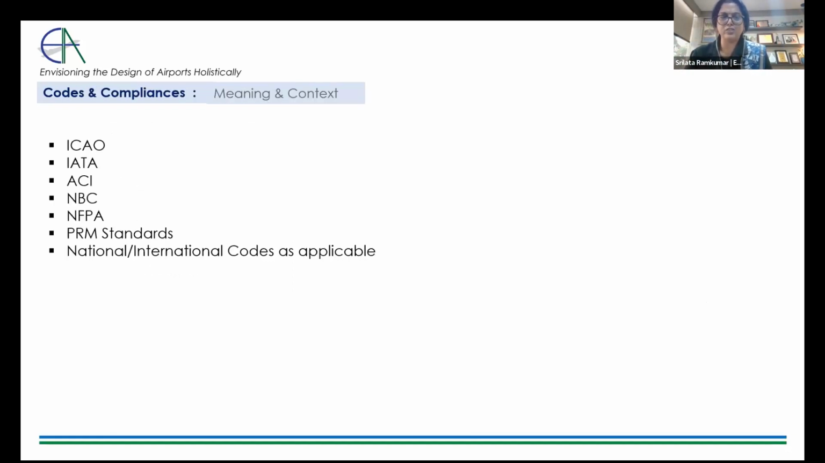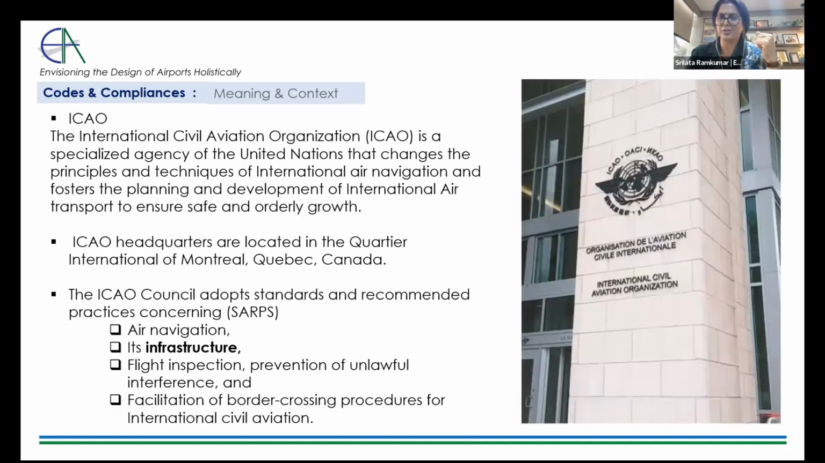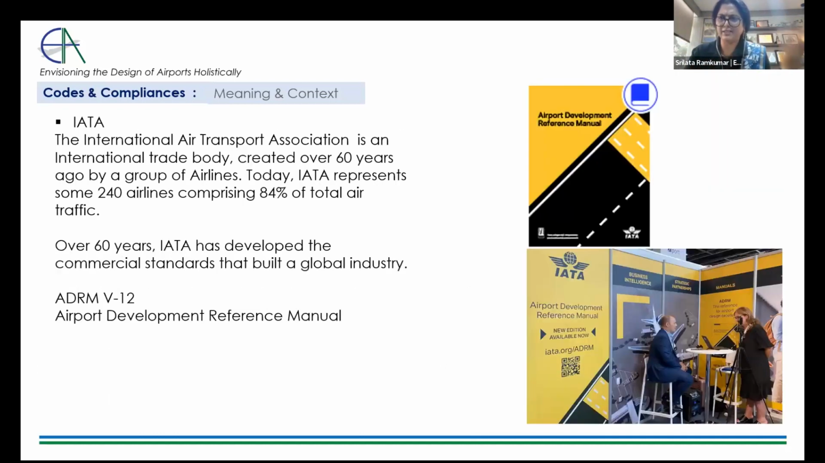Now in this context, we need to know about ICAO, IATA, ACI, NBC, NFPA, PRM standards. These are various codes and compliances which have to be adhered to when we are doing a design. For example, PRM is passengers with reduced mobility. ICAO is the International Civil Aviation Organization. I will talk about it. IATA is the one which governs all the airlines, where the design reference manual also comes up. So this is ICAO. They come up with SARPs. SARPs are nothing but standards and recommended practices. It is one large umbrella covering the entire globe, and every country has to abide by it. More detail we can see later.